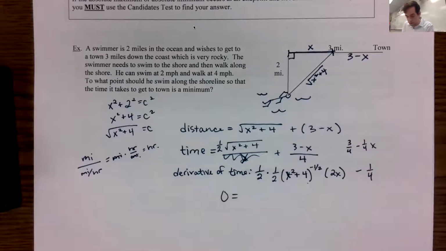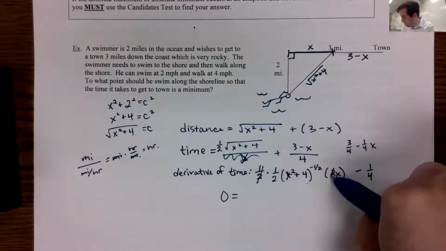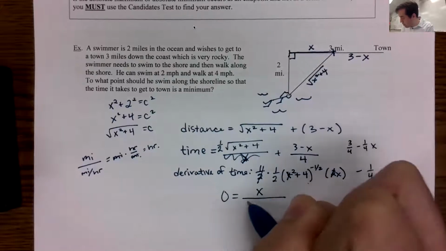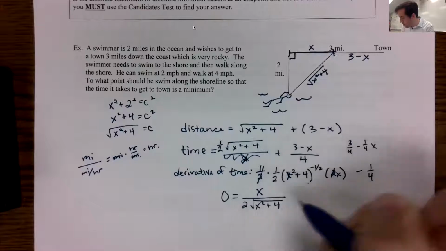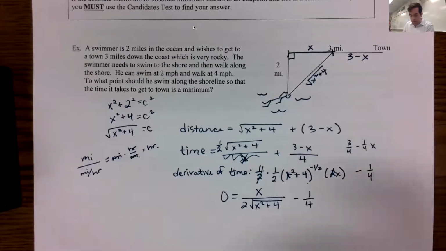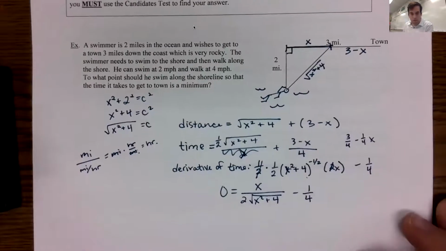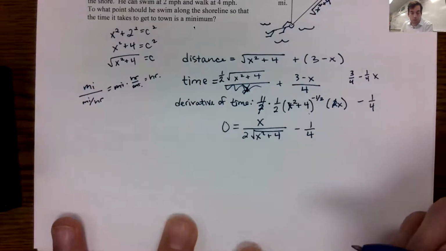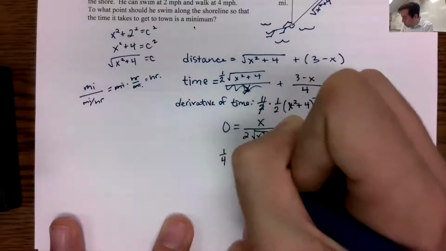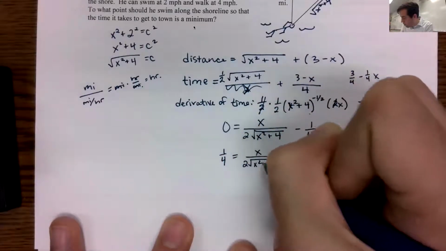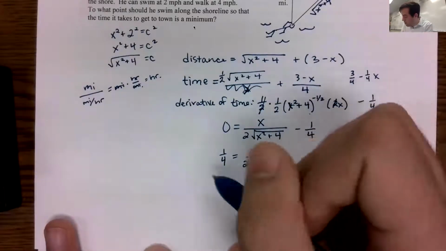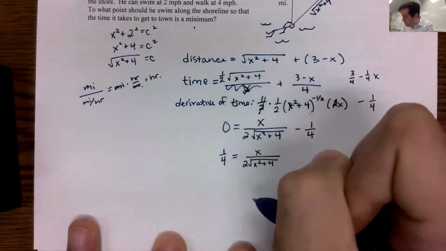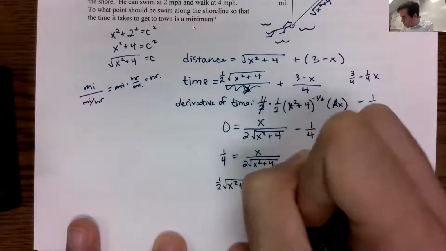So we have 0 equals, and I'm going to try to rewrite this so that it doesn't look so crazy. So this 1/2 can cancel with this 2. The x is on top. There's a 2 left over on the bottom with this square root because it has a negative power. So it's going to be square root of x squared plus 4 down here. Still minus 1/4. And I'm trying to solve for x. So I'm going to add 1/4. Then I'm going to multiply by that denominator. And I end up with 2 times 1/4, which is 2/4, which, yeah, 1/2. Square root of x squared plus 4 equals x.